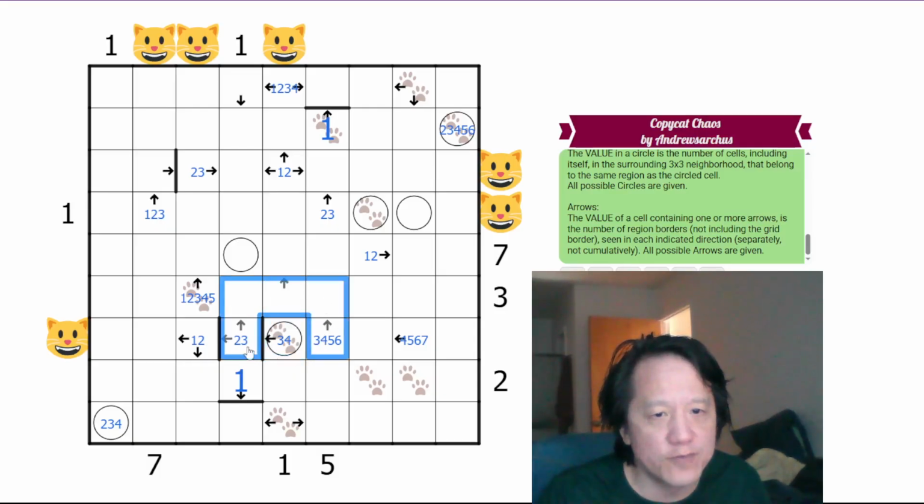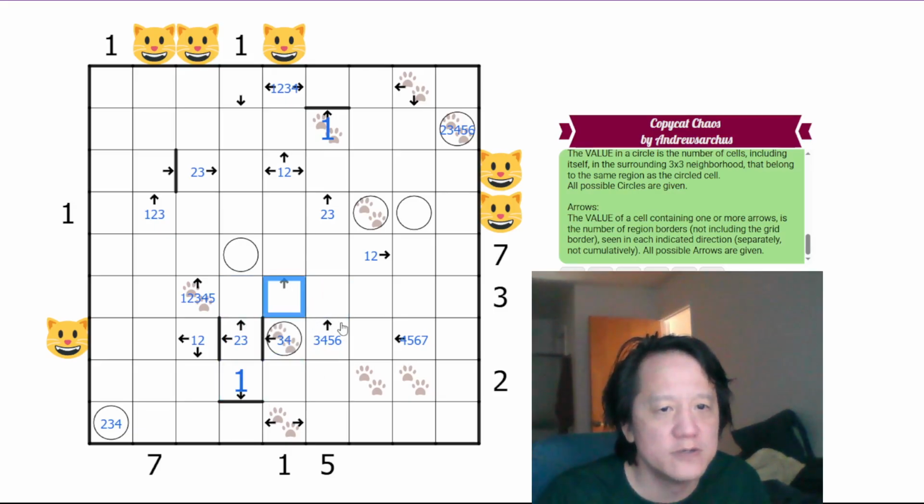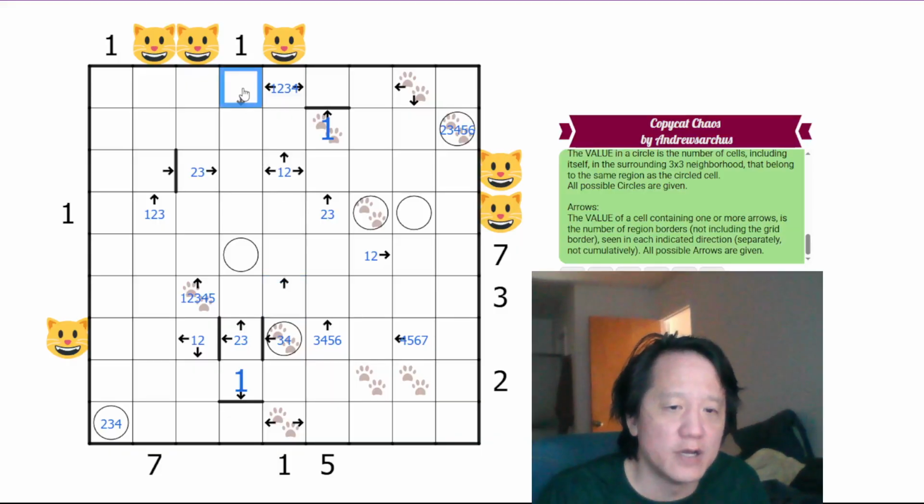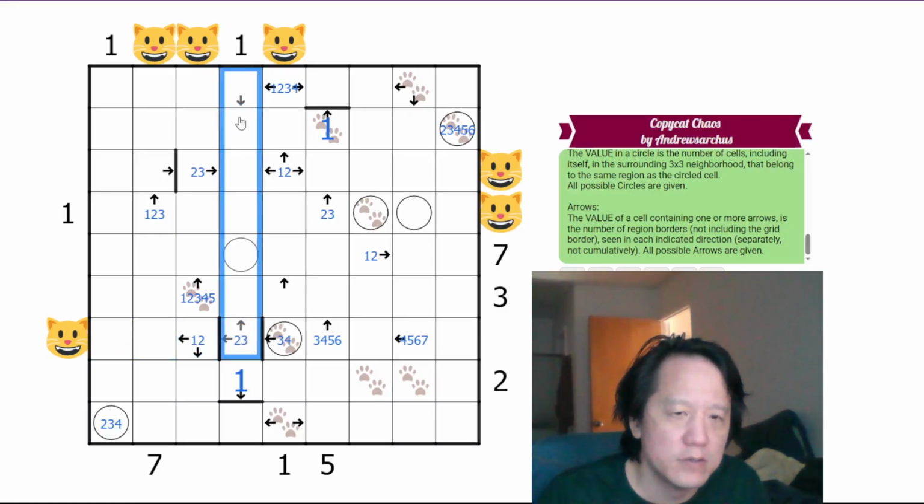So only 3 or 4 cells are a part of this region by the 3x3 box. This could be a lot of things. Oh, actually not that many. The number of boundaries it sees this way. So this sees 2 or 3 this way. So we have 2 or 3 in for these boundaries there. You could have 1 more.